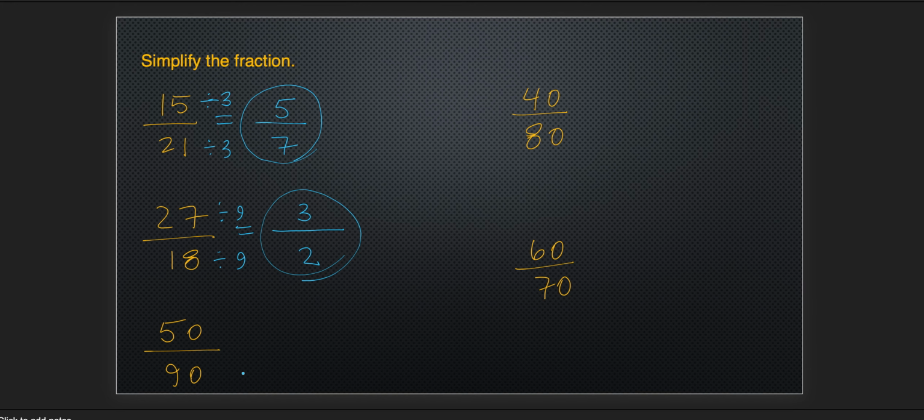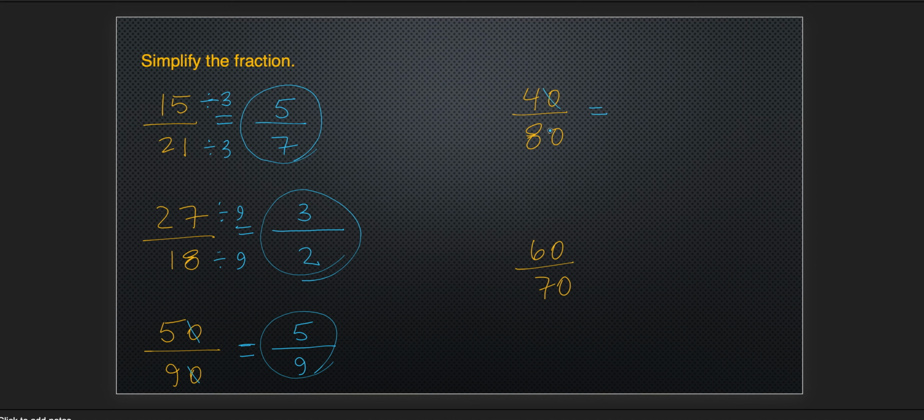Now for 50 over 90, I'm going to show you a very easy way to reduce or simplify fractions that have those zeros in it. Just cross out the zeros, and there you have your answer. Okay? You just want to make sure 5 over 9 is simplified.